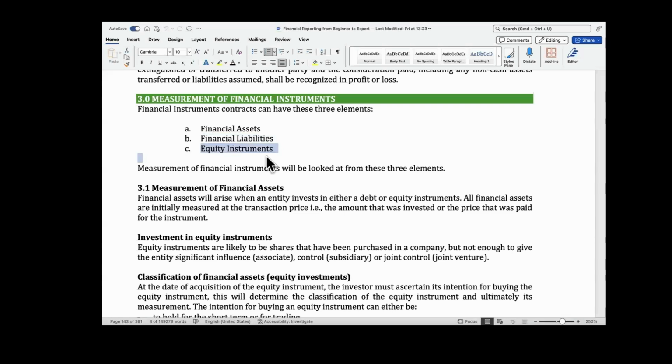So our objective is to learn how to measure all of these three. I'm going to place emphasis only on these two because the standard didn't really mention so much around equity, because this is country specific. Like in Nigeria, the way we measure equity is share capital, right? And when you have share capital, we measure it at nominal value. Share capital is measured at nominal value.